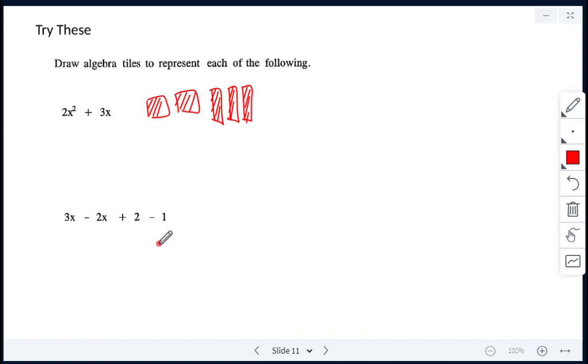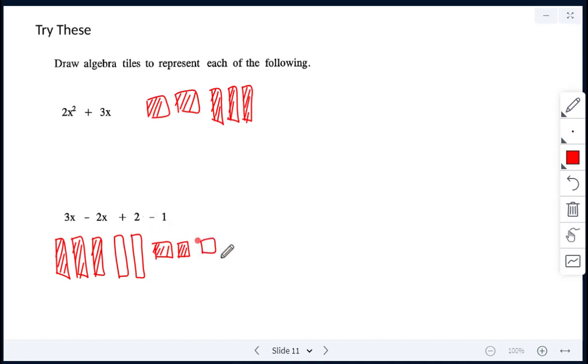All right, so here we have 3x minus 2x plus 2 minus 1. Obviously, this hasn't been simplified, but just to put it into algebra tiles, we would have a positive 3x, so 3 algebra tiles that are shaded. Then we have negative 2x, so we'd have 2 that are unshaded, and then a positive 2, those 2 little squares, and then 1 negative square, negative 1, that's unshaded.